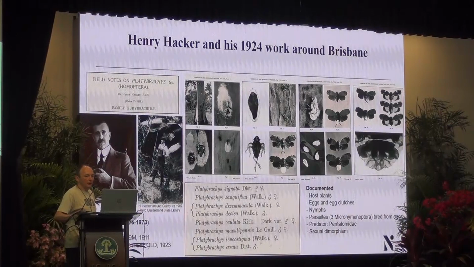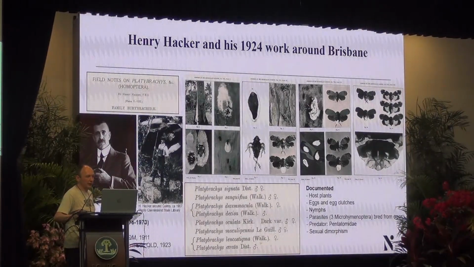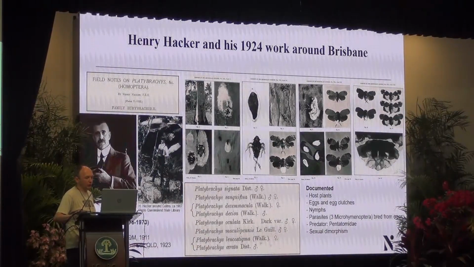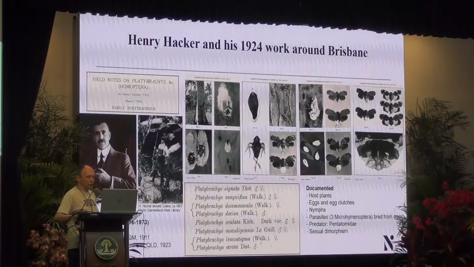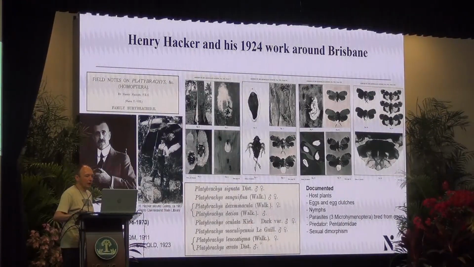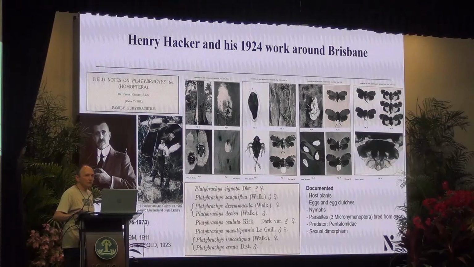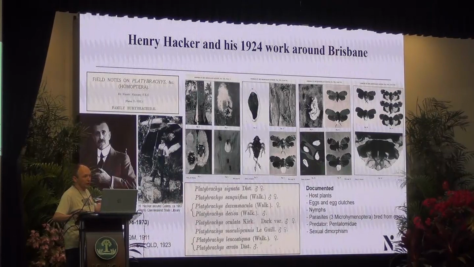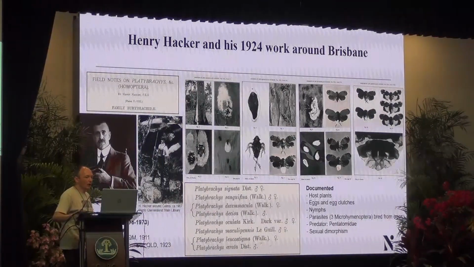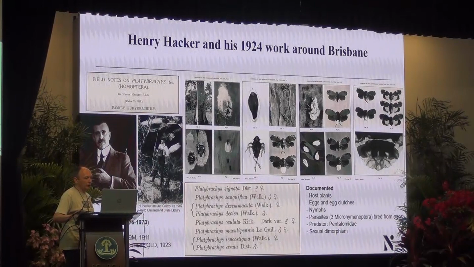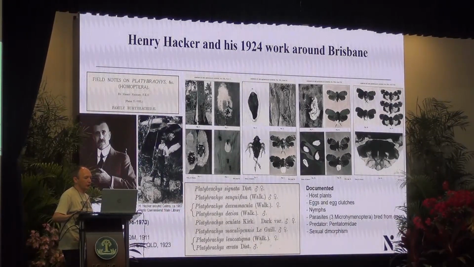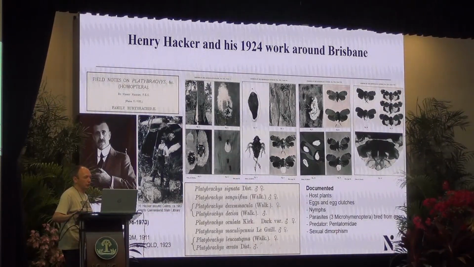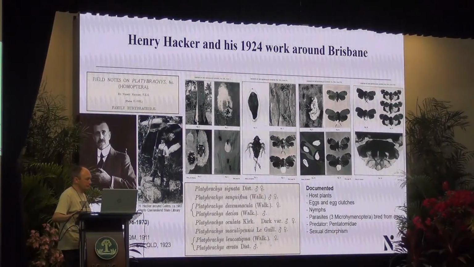So Henry Hacker is a very interesting character. He was an Australian entomologist, but he was born in England. He moved to Australia at the time of the gold rush. He also left Australia at some point to participate in the Boer War in South Africa. He collected a lot in Queensland. He was appointed as an insect curator at the Queensland Museum, the beginning of the insect collection of that museum in 1911.